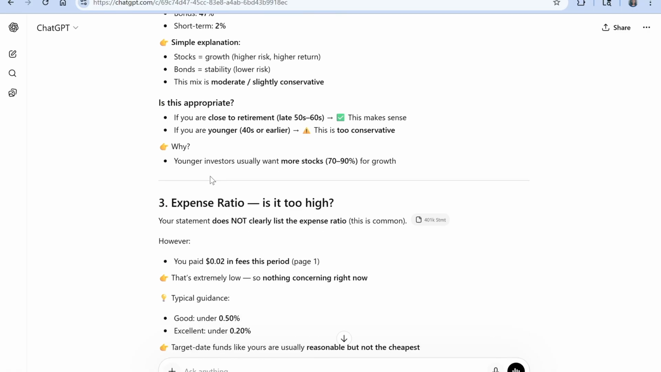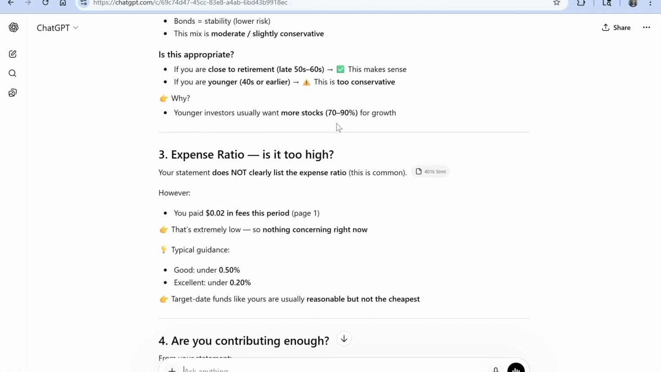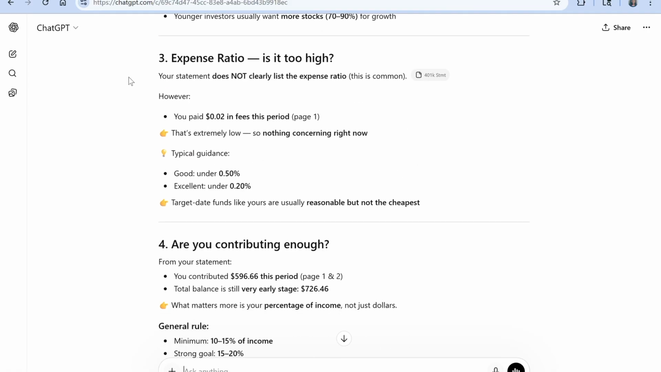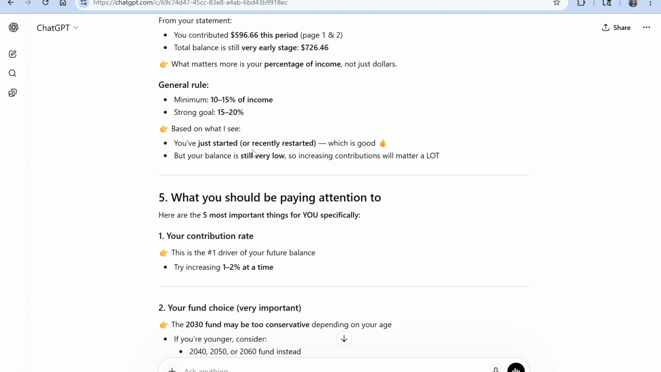Now it answers the question, is this appropriate? So it just really depends on what your age is. As you can see, if you're younger, you want more stocks. It tells me my expense ratio, is it too high? In this particular case, it's extremely low. So there's nothing for me to really be concerned about. Am I contributing enough? So it's telling me I'm doing good, but it's still low.